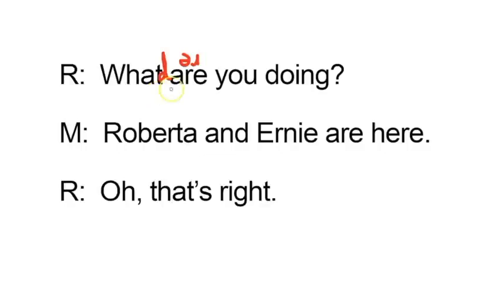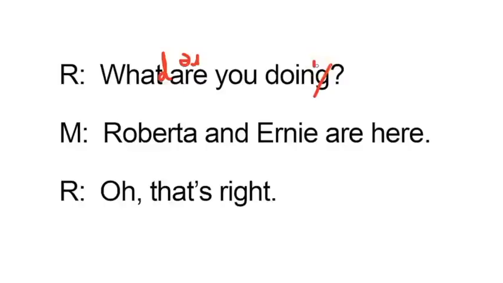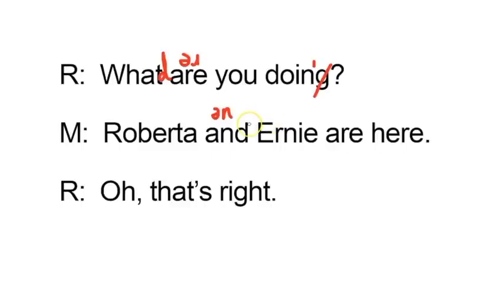What are you doing? I dropped the G to make just an N sound instead of an NG sound. What are you doing? Roberta and Ernie are here. The word and was reduced to Roberta and Ernie are here.